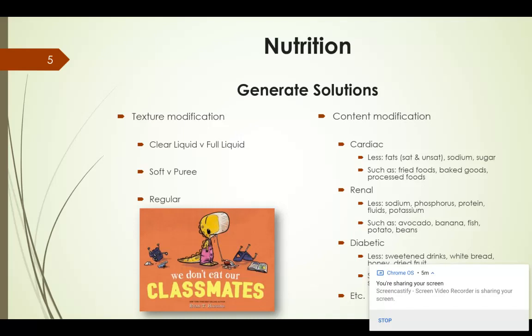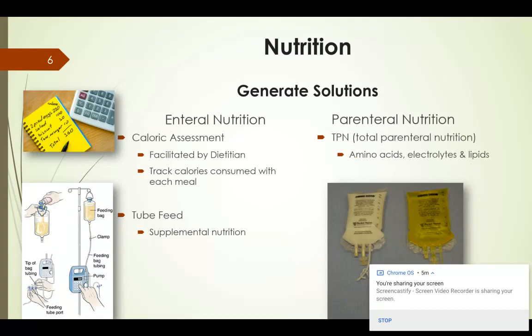We also have diabetic diets. We're going to limit sugars. So think sweeteners, fruits, breads, because carbohydrates are a sugar. And then again, especially those processed foods and packaged snacks because they're very high in those sweeteners and sugars.